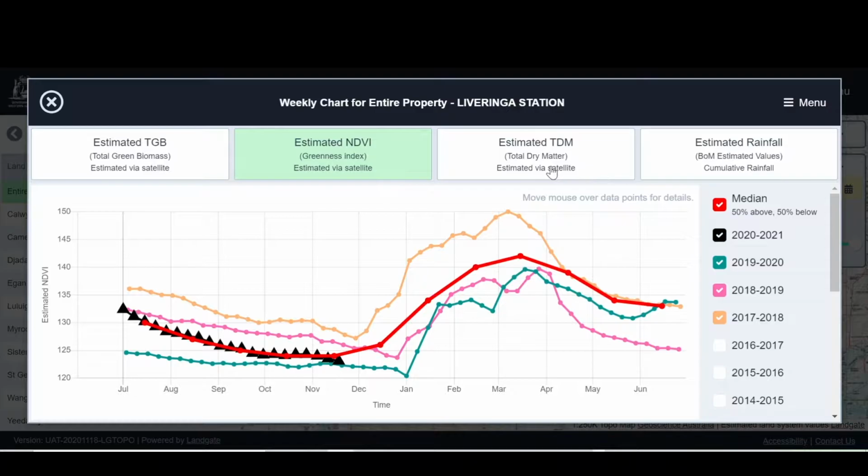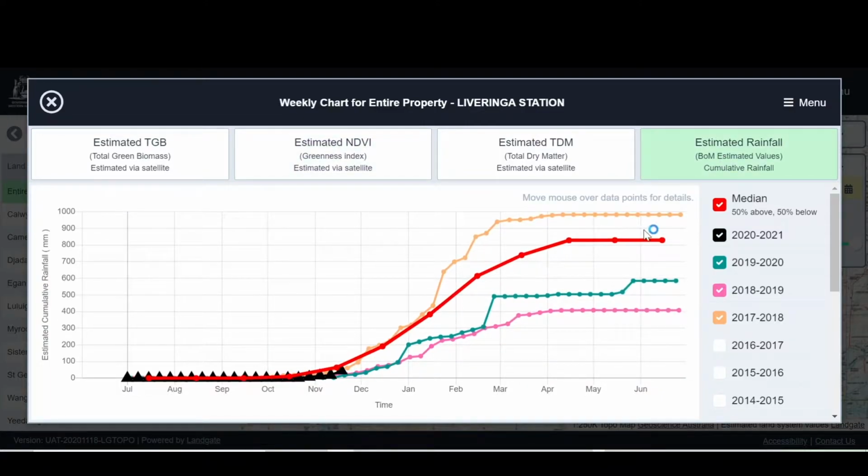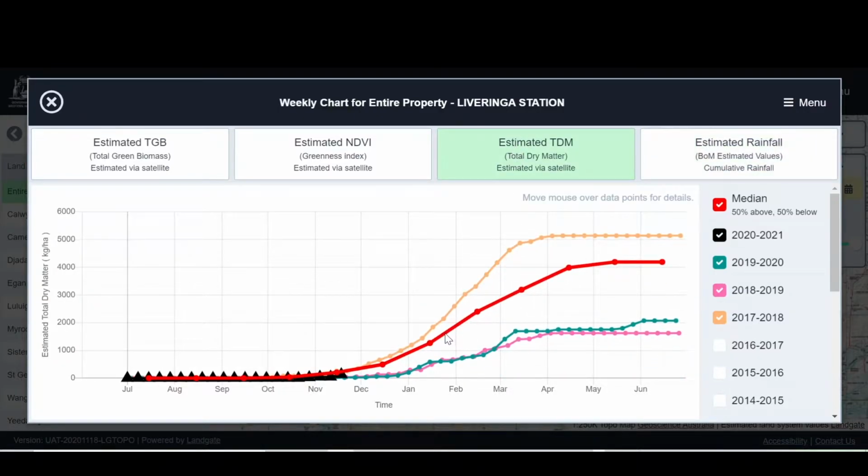But the useful ones for interpretation are the ones that accumulate over growing seasons. So rainfall, we accumulate that over the growing season and graph it that way. Total dry matter, we do the same thing. Now, rainfall and total dry matter are generally closely related. But let's look at how we can use these two to get some indication of how our season might progress.